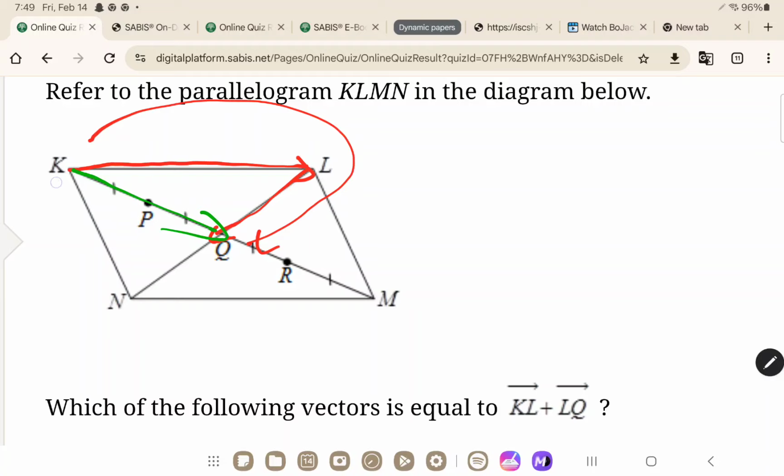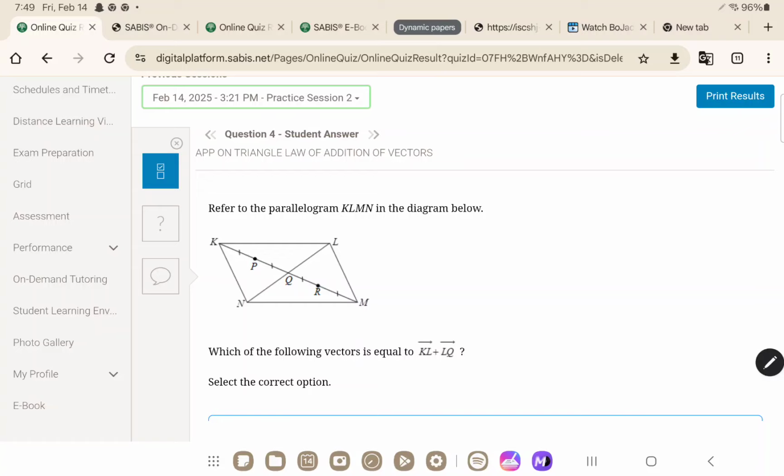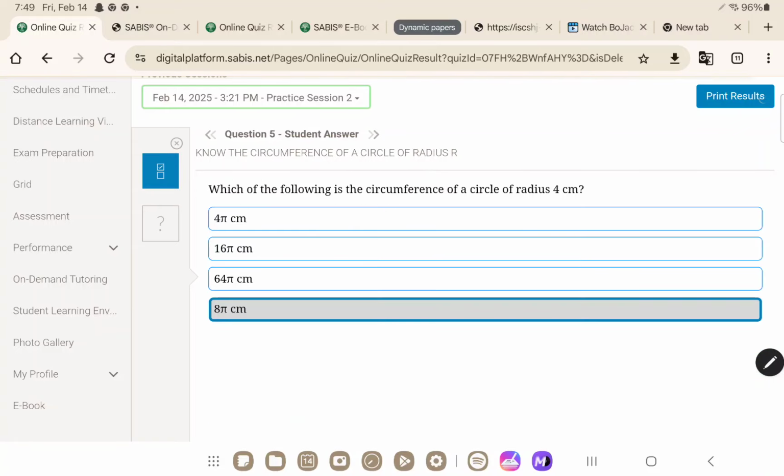Now, if they asked you how do you go from K to Q, or which of the following is equal to KQ, you're going to tell them it's KL plus LQ. But that's how you find this answer. So your answer is vector KQ. Let's see. KQ, there you go. Next question.